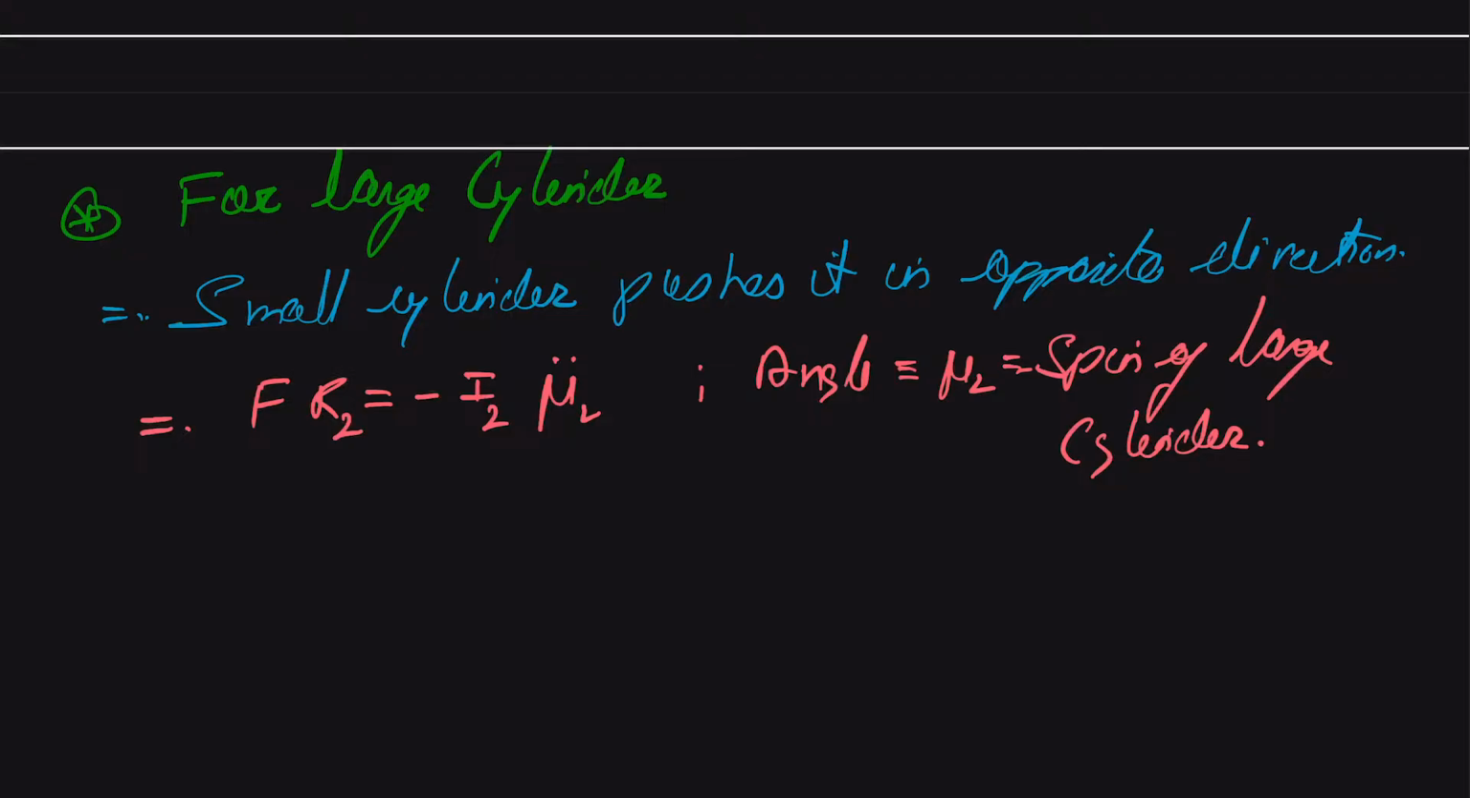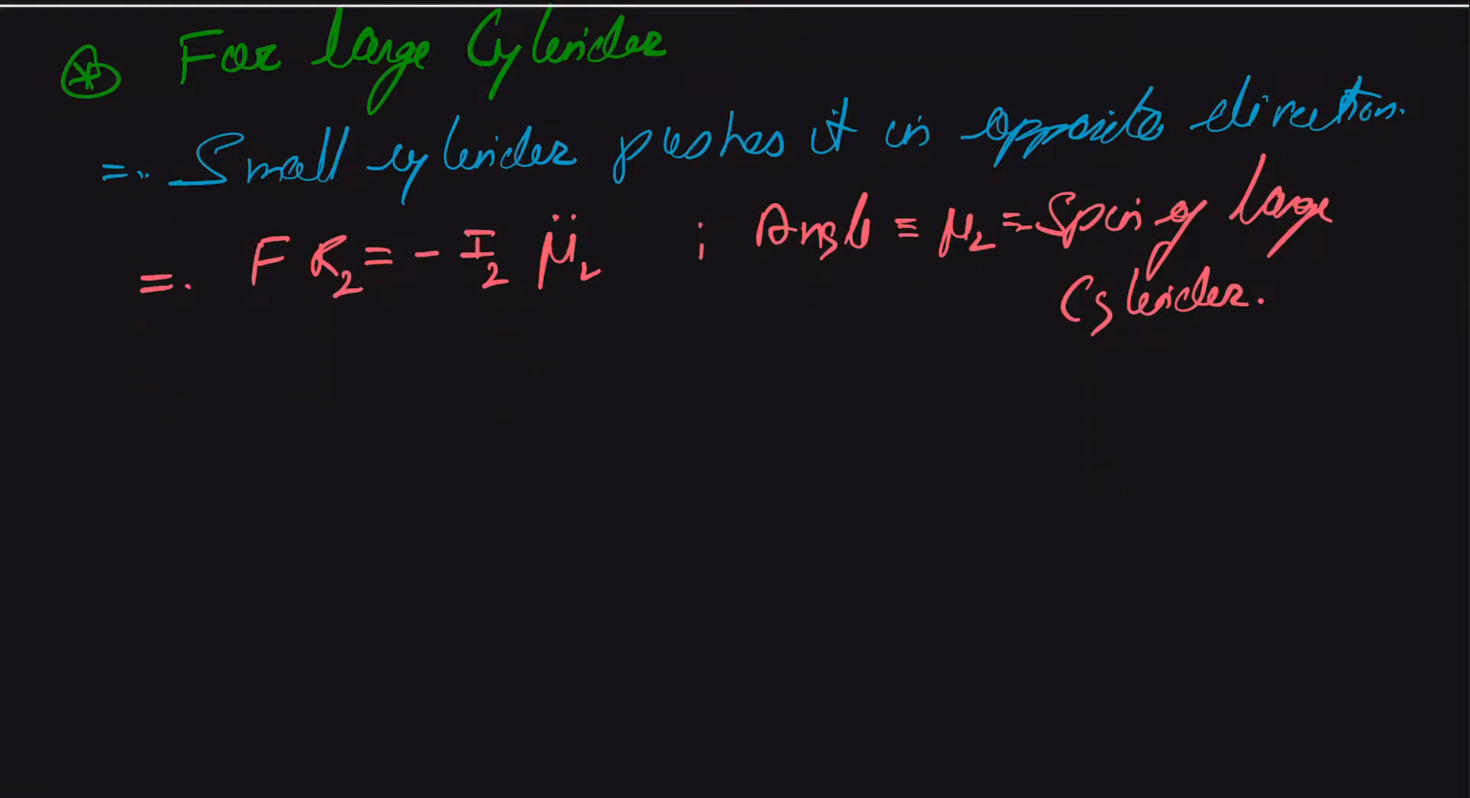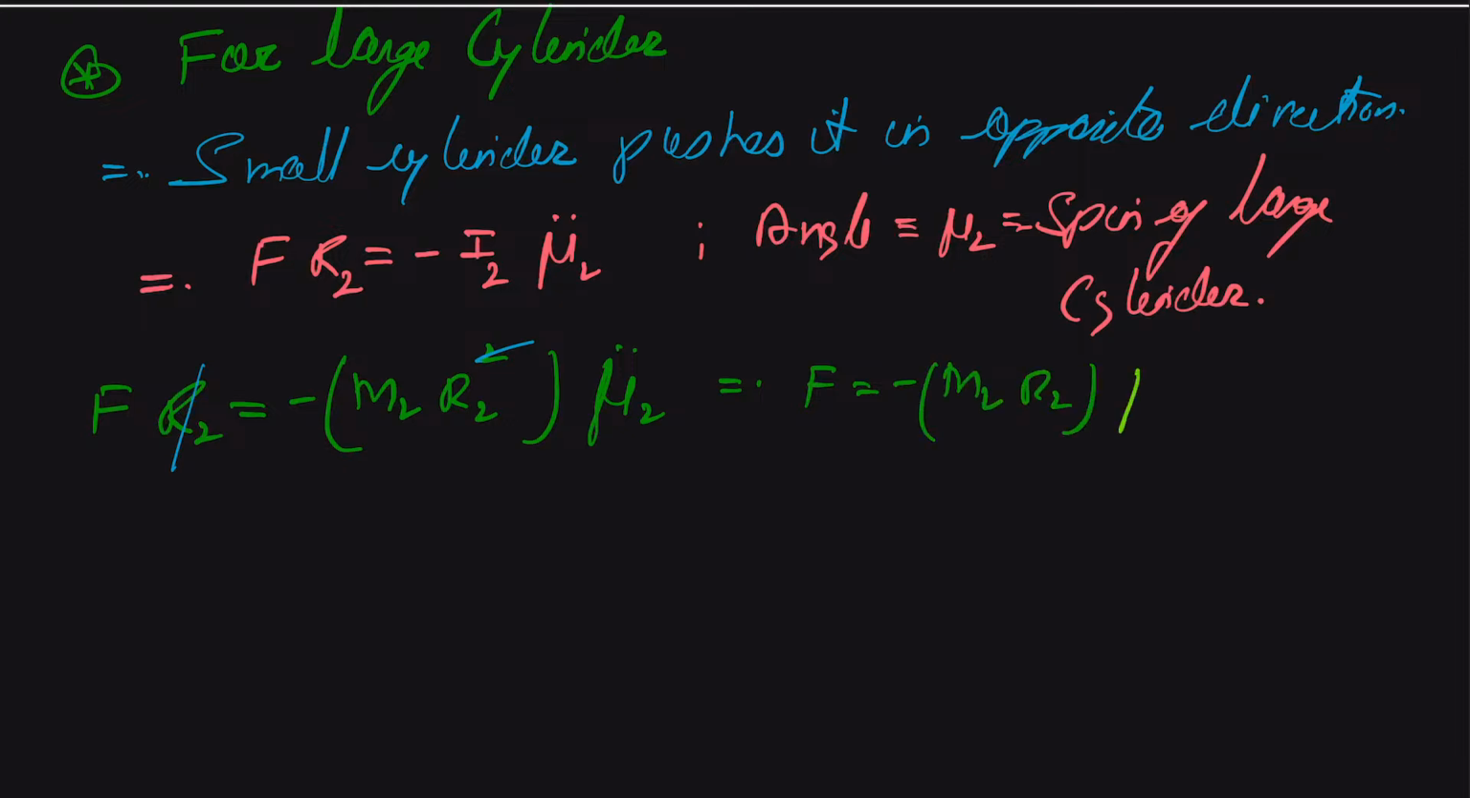Therefore we can say that we can substitute the value of our I2, and this gives us F times R2 is equal to minus m2 r2 square and mu2 double derivative, and we can cancel out this r2, which gives us that our F is equal to minus m2 r2 and double derivative of mu2. Now we can use our no slipping constraint.